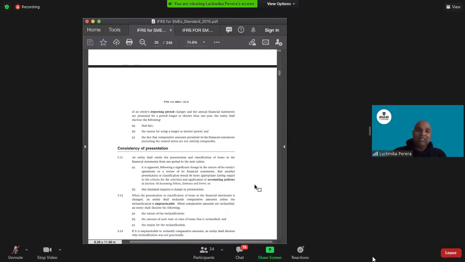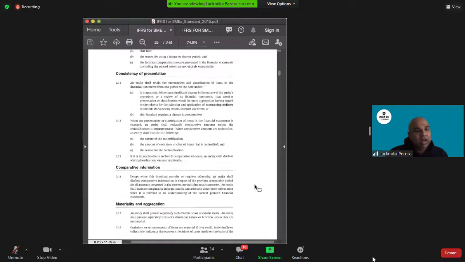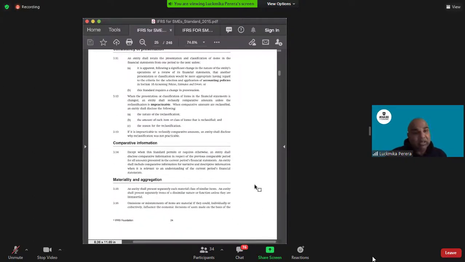Consistency in presentation. There has to be some consistency and comparability. That means the previous year, we need to be able to compare with the current year as well. Comparative information, materiality and aggregation should also be possible, meaning we need to be able to compare and add up these different aspects of resources when we are comparing different companies or within the same company against the previous year.